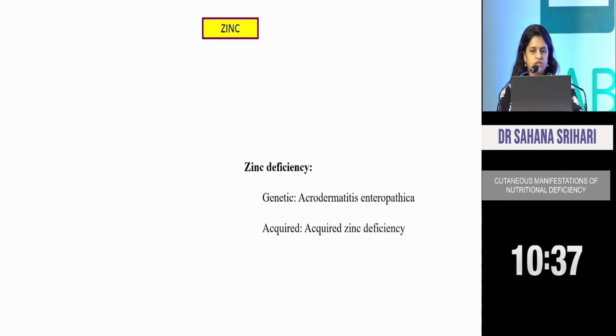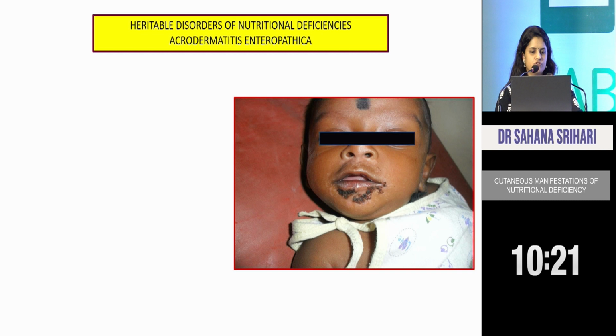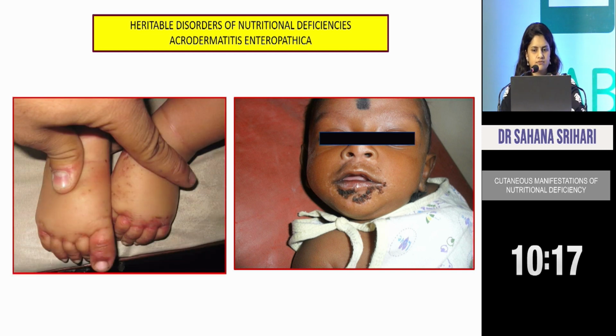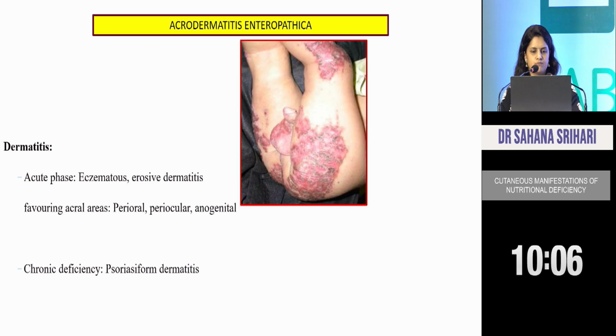Next we come to zinc deficiency. It can be genetic, where it's termed as acrodermatitis enteropathica, or the acquired zinc deficiency. Here the lesions are erythematous plaques with well-defined borders, characteristically sparing the upper lip. The lesions are most commonly associated in the periorificial areas and the acral areas. In the acute phase, the lesions are eczematous and erosive, favoring the acral areas or the periorificial areas. In the chronic deficiency, it turns into psoriasiform dermatitis.